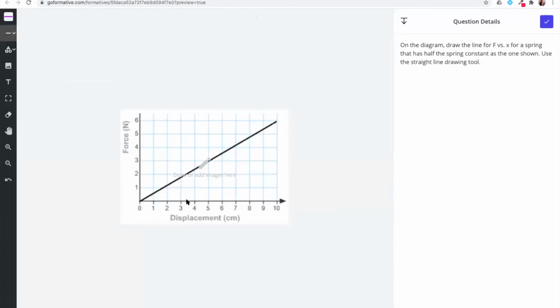For number 19, we want to have half the spring constant. That means it's going to take less force to stretch the same distance. So let's grab the draw a straight line tool. And if you haven't noticed this before, where it has this line picture, sometimes it's on Scribble. If you click on it, it will allow you to draw a straight line. So I want something that would take half of the force to stretch the same distance. So I'm drawing a slope that is half. This takes less force, a force of 3 newtons, to stretch the same distance.